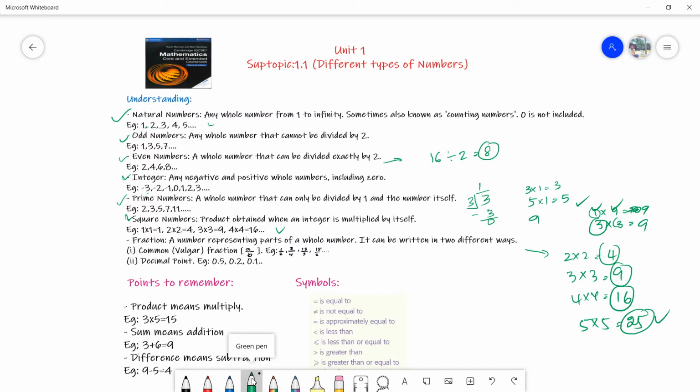All right, and then comes fractions. A fraction is a number representing parts of a whole. It can be written in 2 different ways. The first is a common or vulgar fraction, which is usually a by b, like 1 by 2 or 3 by 4. Usually it has a numerator and a denominator. So if it's 3 by 4, this is the numerator and this is the denominator.